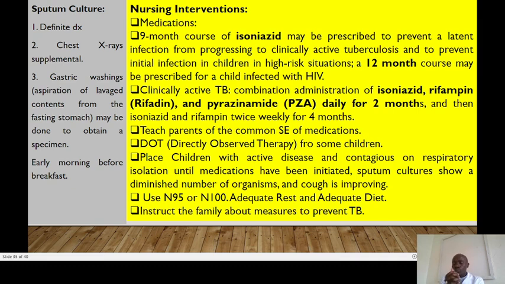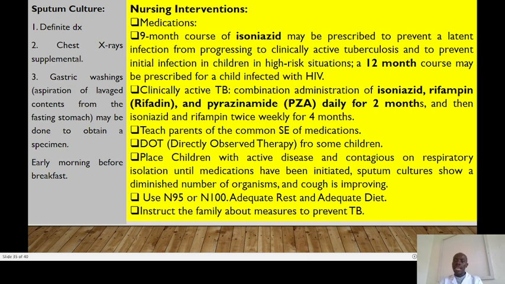So, in TB patients, you're supposed to try and get the definitive diagnosis by doing the sputum culture. You could also do a chest X-ray as a supplement, and sometimes we do the gastric washing, where you aspirate the lavage contents from the fasting stomach, and it can be obtained. And this is normally done early morning before breakfast.